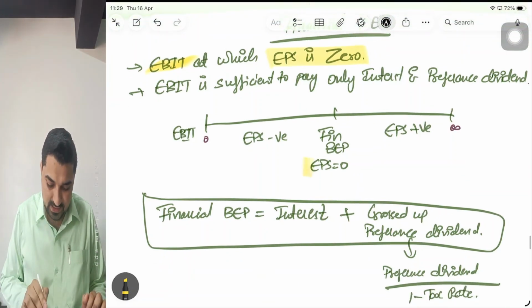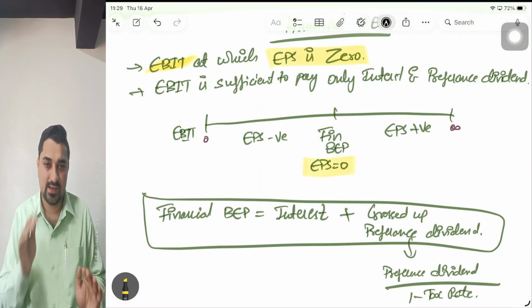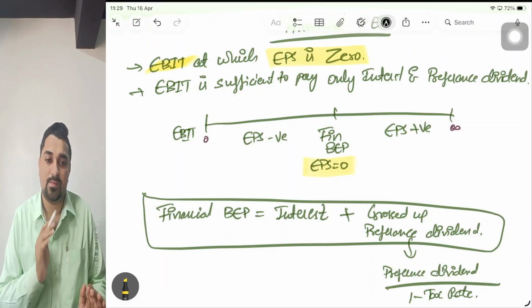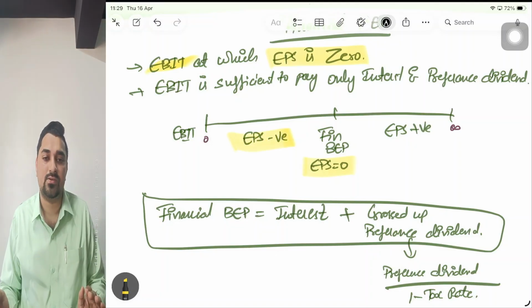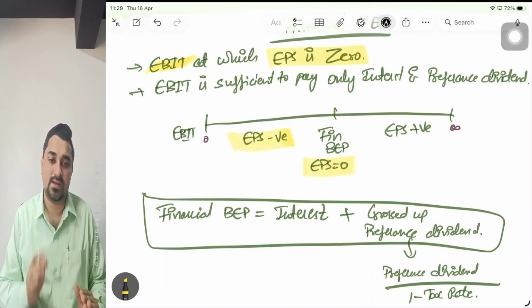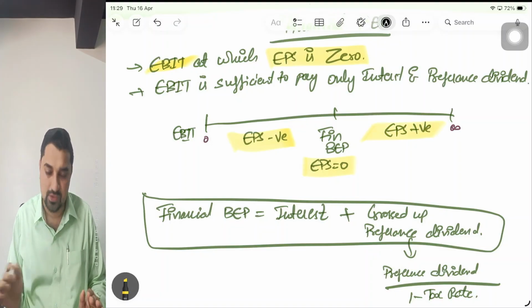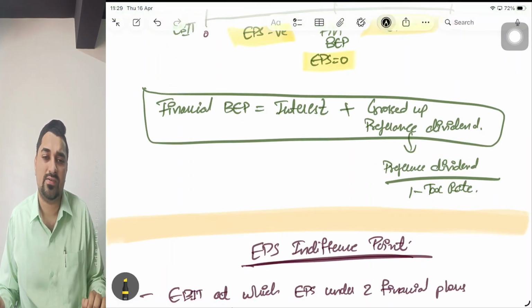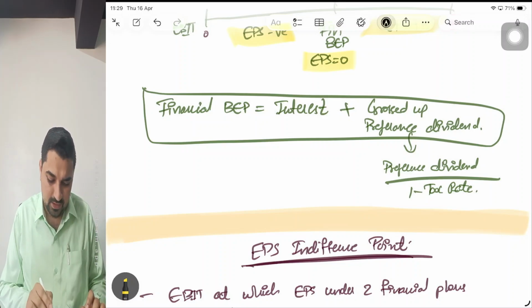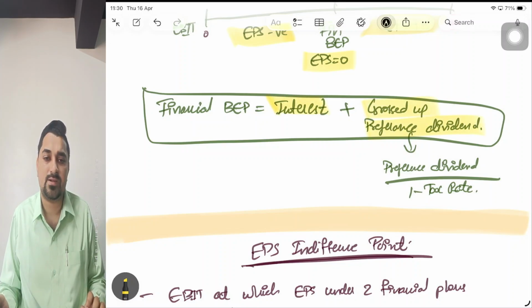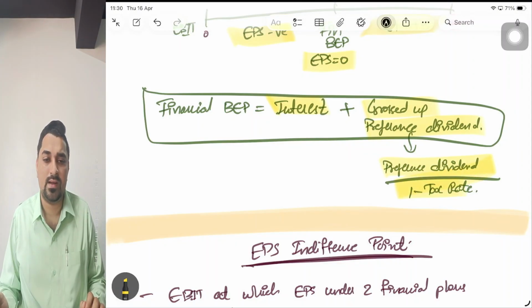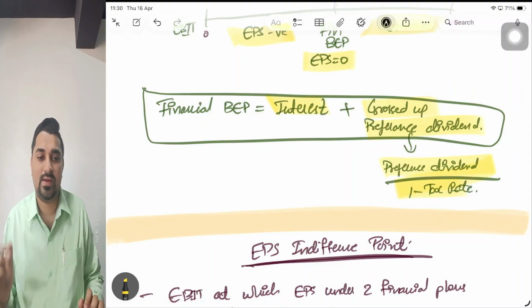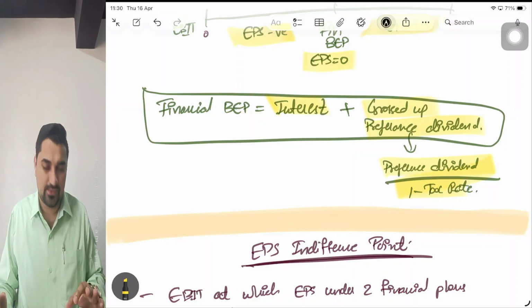Now, at financial BP, EPS is 0. If my EBIT is less than financial BP, important from MCQ point of view, EPS is negative. If my EBIT is more than financial BP, EPS would be positive. So what is the formula? How do you calculate financial BP? Extremely simple: interest plus grossed up preference dividend. How do you gross up? Preference dividend divided by 1 minus tax rate. If you don't know why we are doing this, please refer to the first chapter revision lecture.